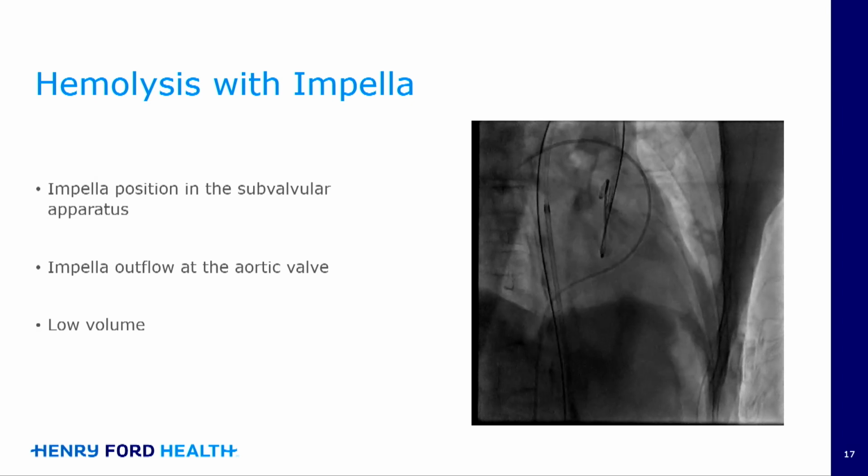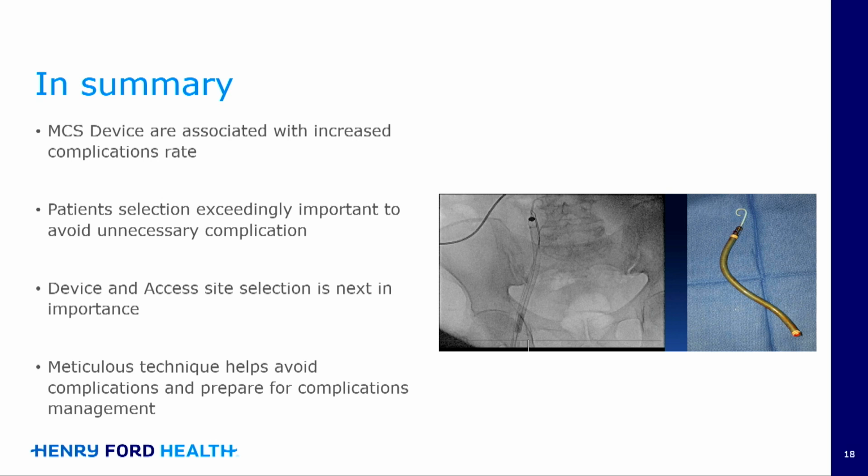Impella outflow in the aortic valve, you need to reposition, and sometimes a patient has low volume. In summary, mechanical circulatory devices have increased complications. You need to be ready for them. Patient selection is exceedingly important. Avoid unnecessary complications. Device and access site selection is next in importance. Meticulous technique is really, really important in these.